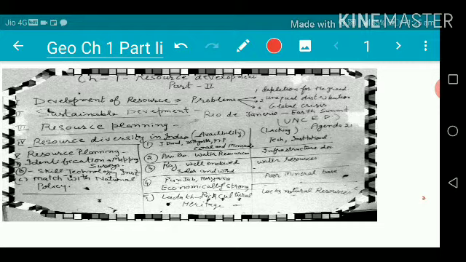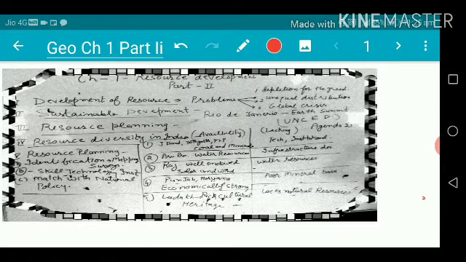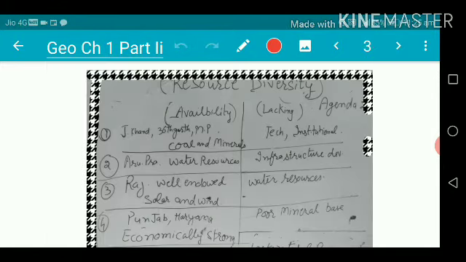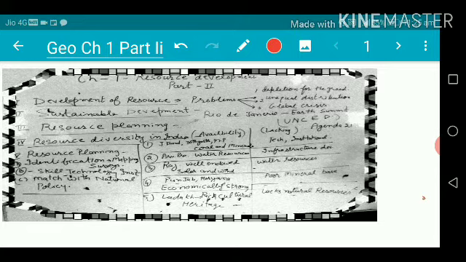And when we talk about development of the resources, another problem that comes is unequal distribution. Some states have appropriate resources, some states don't have. That I will teach you in the next topic, that is availability of the resources. And this development of the resources further creates the problem of global crisis, like global warming, depletion of the ozone layer, pollution, etc.